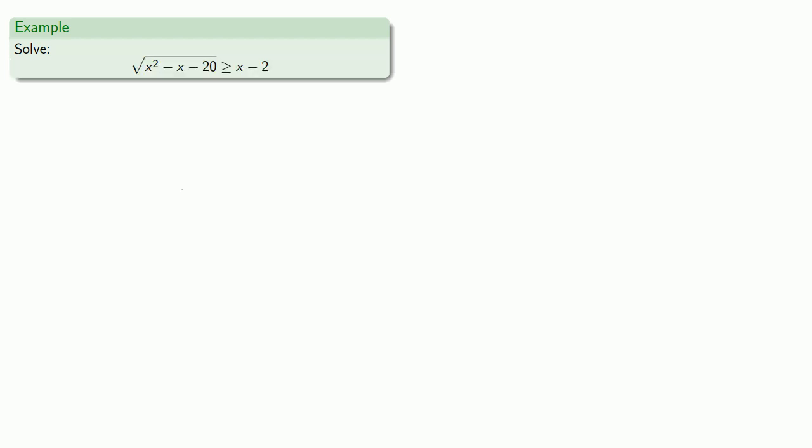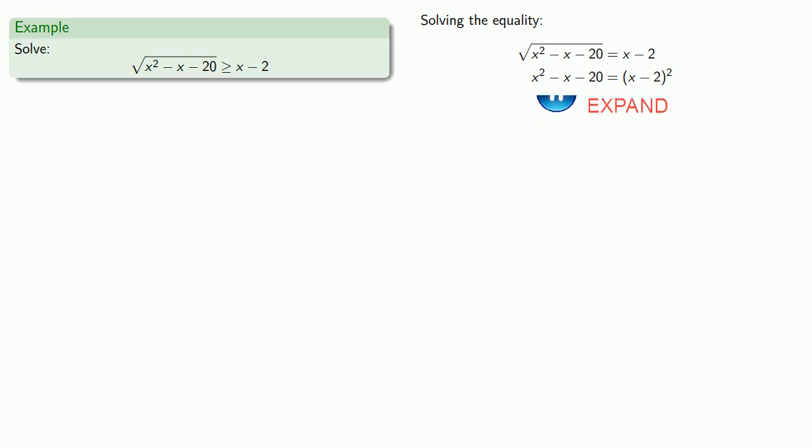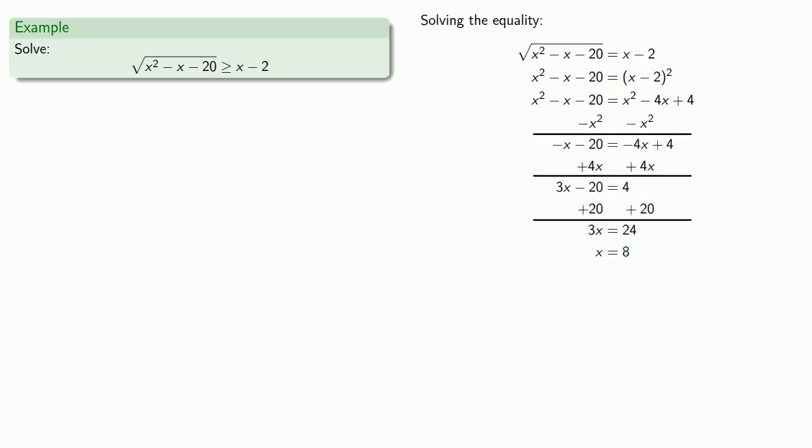As another example, square root of x squared minus x minus 20 greater than or equal to x minus 2. So we'll start by solving the equality. Since this is the form root equals, we'll square both sides to get rid of the root. We'll expand the right-hand side, collect like terms, and solve the equation. This gives us a critical value of 8, which we test. And since the inequality is true, then we include x equals 8.